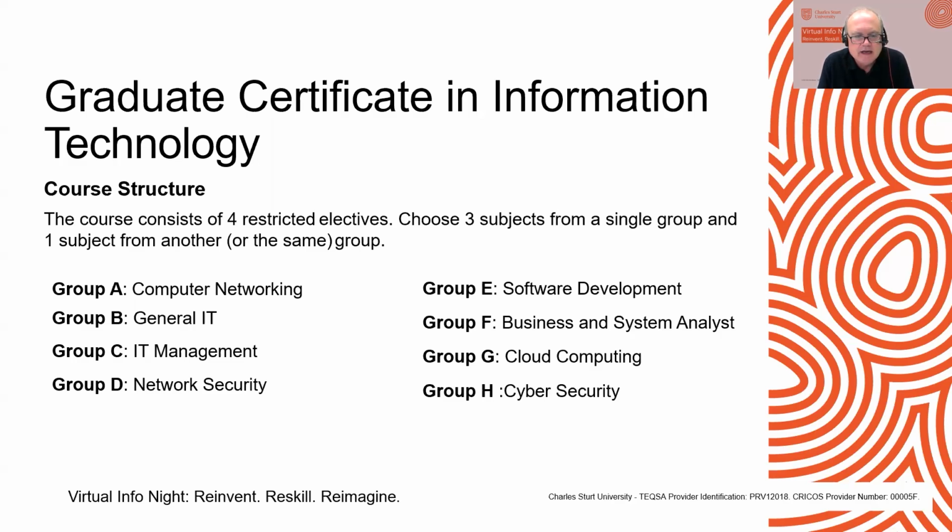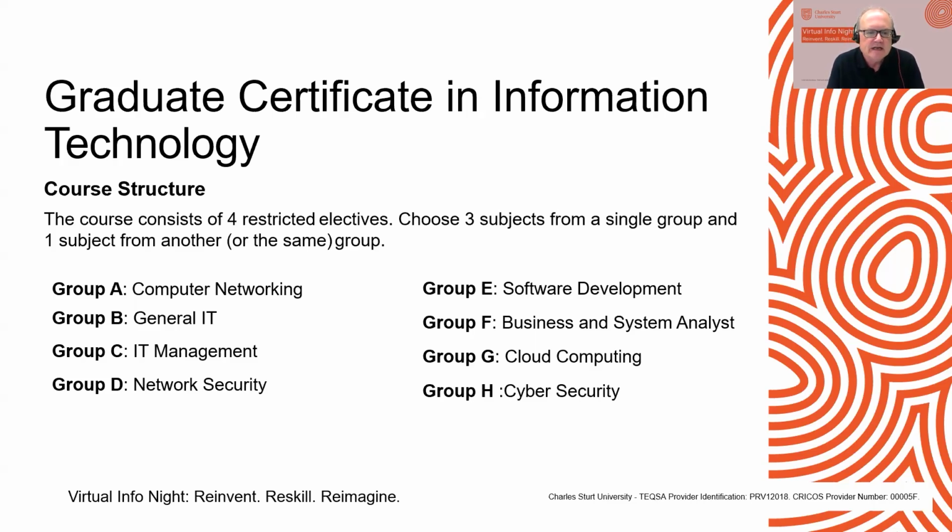So looking at some of our grad cert programs, so graduate certificate in information technology, it's a generalist program. So basically consists of 4 subjects of your choice. So you can design one of these to suit your needs. So how it works is that you take 3 subjects from a single group and 1 subject from another, or it can also be from that same single group.